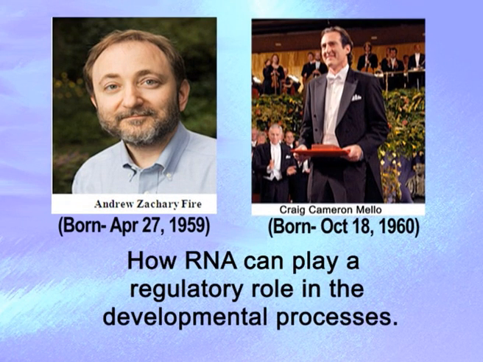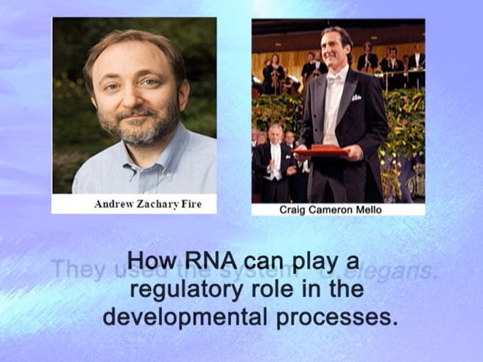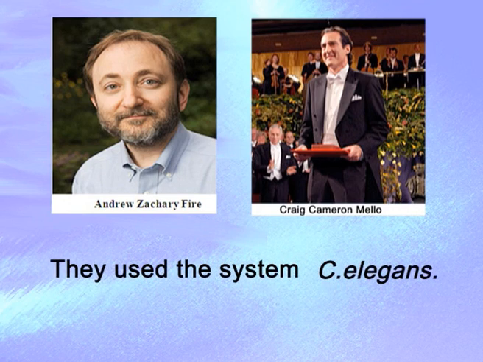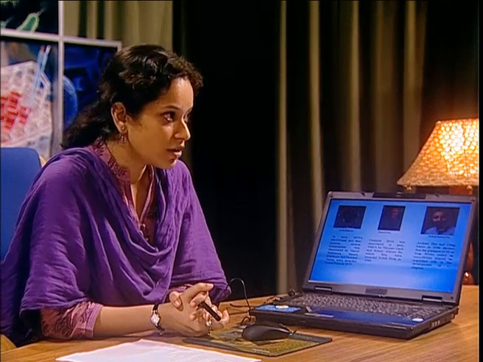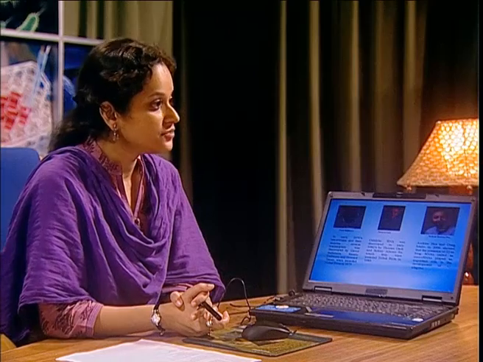Further on, we have Andrew Fire and Craig Mello, who showed how RNA can play a regulatory role in developmental processes. They used the system C. elegans, and they proved that it contained siRNA or microRNAs which played a significant role in the development of C. elegans. For this significant work, they were awarded the Nobel Prize in 2006. So experiments are still being carried out in the field of RNA to show the diverse functions of RNA found in us.